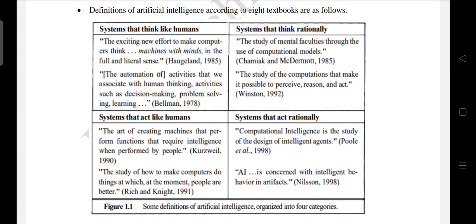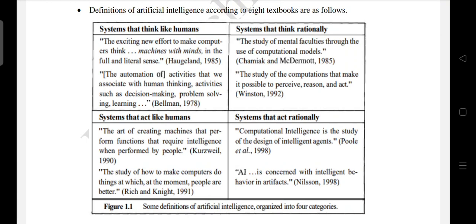Bellman, 1978. Systems that act like humans. The art of creating machines that perform functions that require intelligence when performed by people. Kurzweil, 1990. The study of how to make computers do things at which, at the moment, people are better.